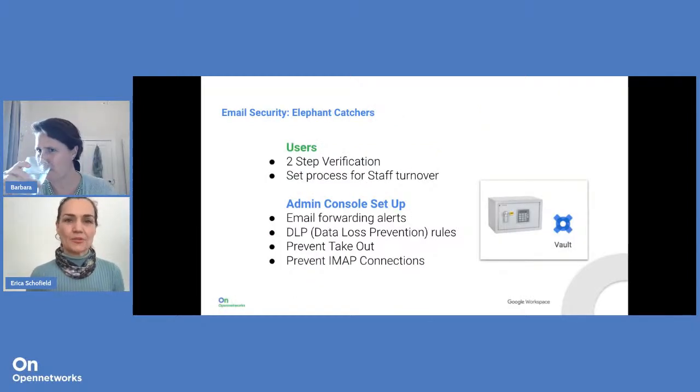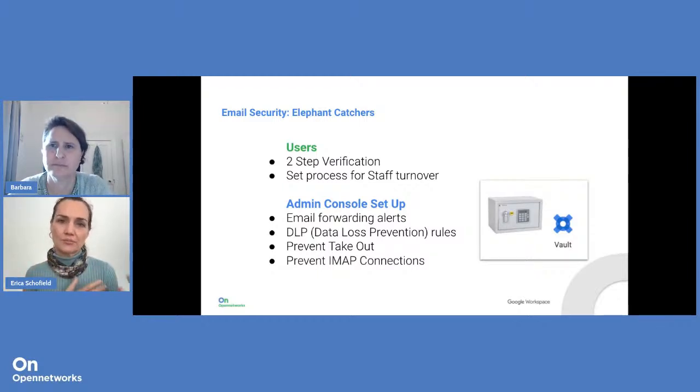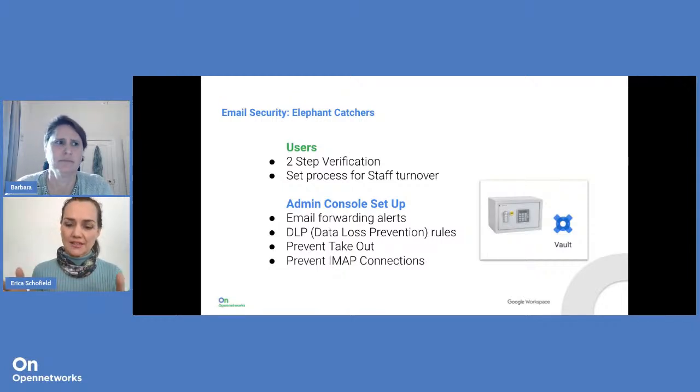So as promised, some of those elephant catches. Before you start setting up groups and things, there are a few things you can do to make sure that your email is as secure as possible for a business. Kind of two aspects, one dealing with your users and the other behind the scenes setup. So with users, you'll hear it everywhere: it's imperative to have two-step verification set up for them. And we also recommend having a set and planned process for starters and leavers from the get-go.